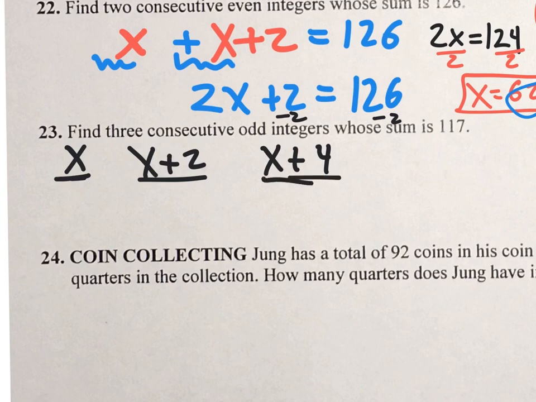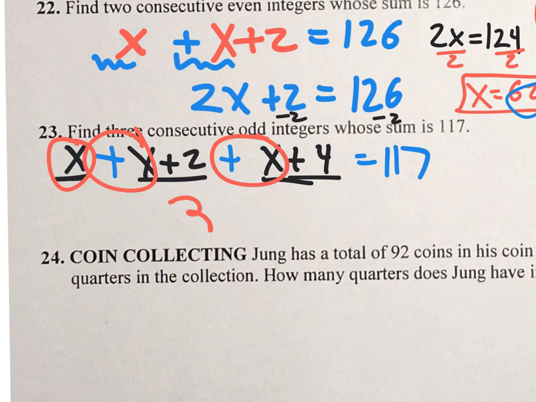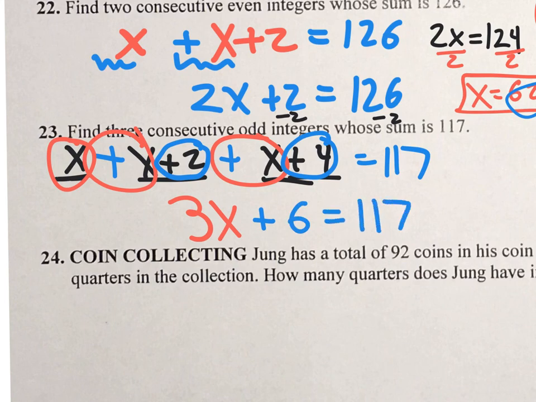Now, what does it say about these 3 consecutive odd integers? It says their sum is 117. So if I add them all together, I'll get 117. So it's just a question of combining like terms and then solving the equation. So x plus x plus x, that's a total of 3 x's. And now let's actually combine the numbers. We have a plus 2 with a plus 4. That's going to be plus 6. And of course, bring down the equals 117.